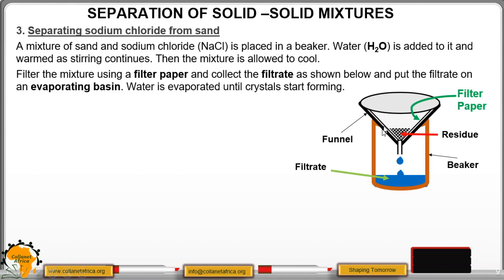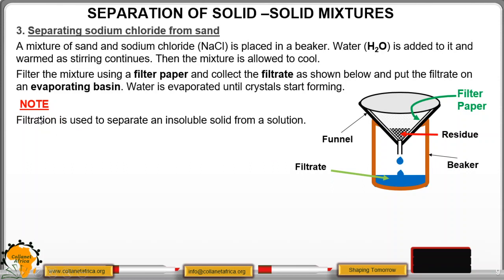So we have our beaker here, we have the filtrate, the filter paper inside, and then we have the funnel. This is the residue, which is sand, and then the beaker. So note, filtration is used to separate an insoluble solid from a solution. The insoluble solid here is the sand, while the solution with the sodium chloride is the one that passes through the pores of the filter paper and forms the filtrate. Evaporation is used to separate a soluble solid from a solvent.